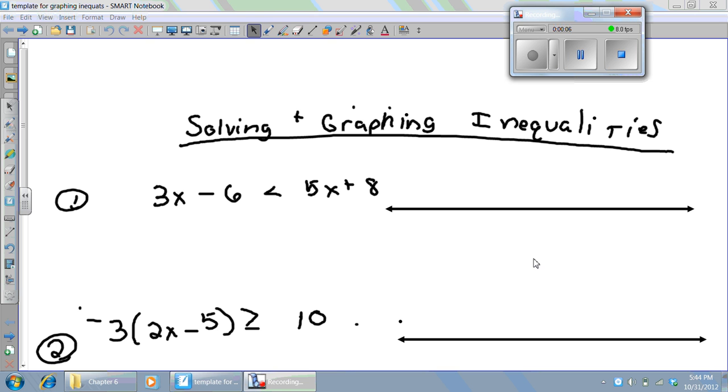And today it's going to be real easy. We're going to be solving and graphing inequalities. Now we're doing graphing on a number line, and this is really easy stuff. Notice this first inequality here. Hopefully you know how to solve it.